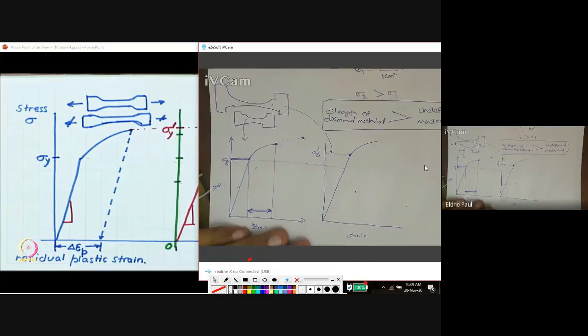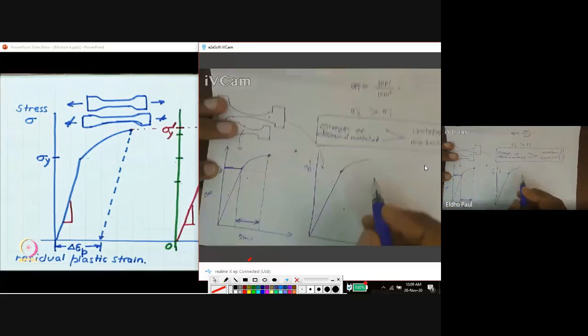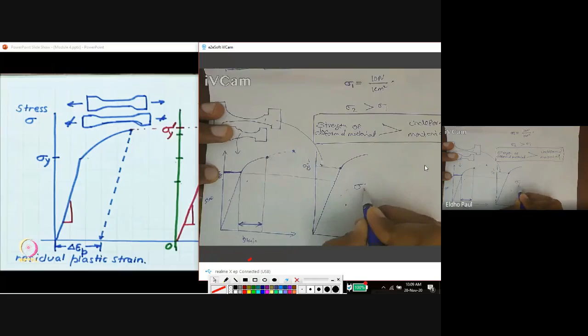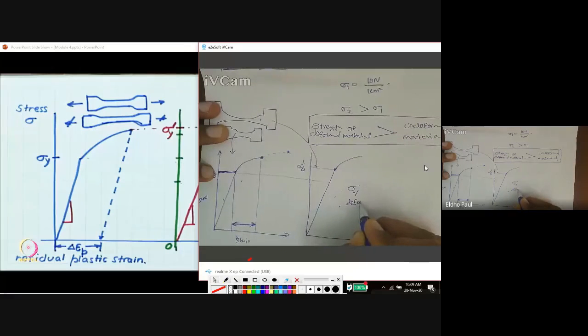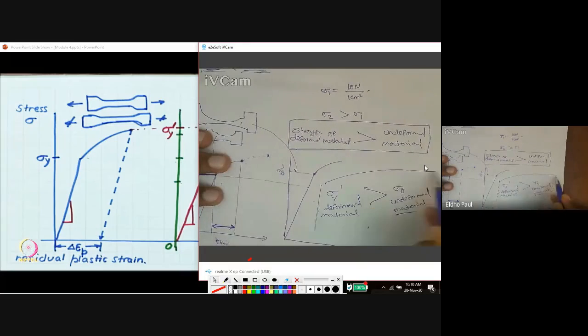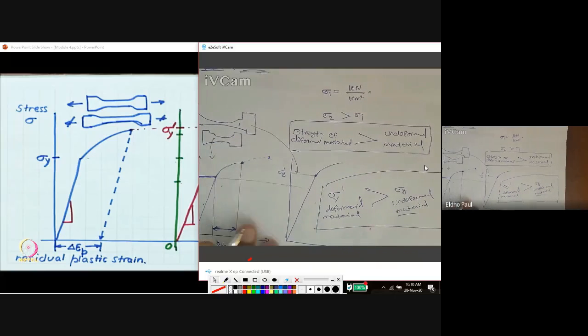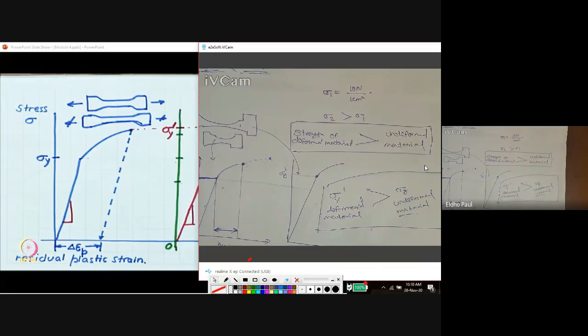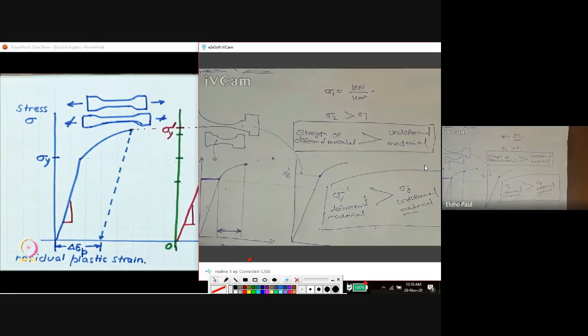Okay, so we can say the yield strength, sigma y dash, of the deformed material is higher than the yield strength of the undeformed material. It's very important. This is called work hardening. So deformed material has higher strength than undeformed material.